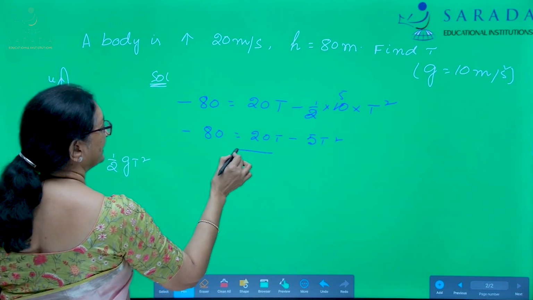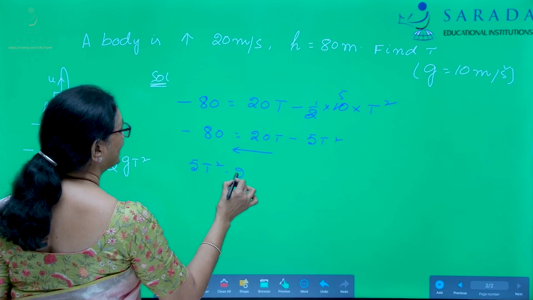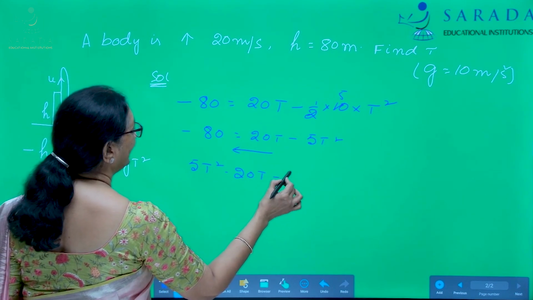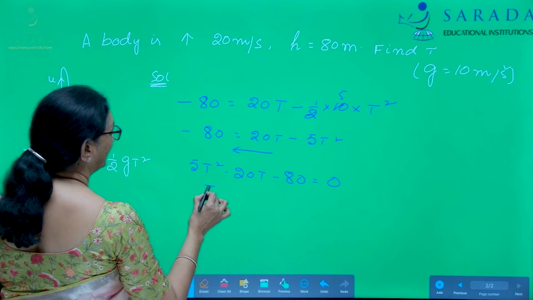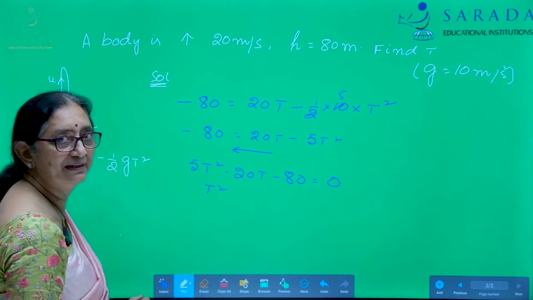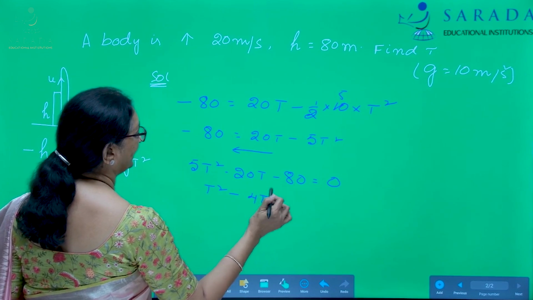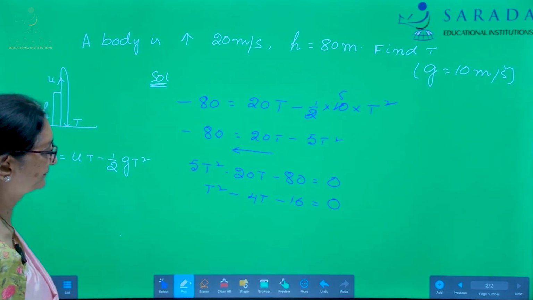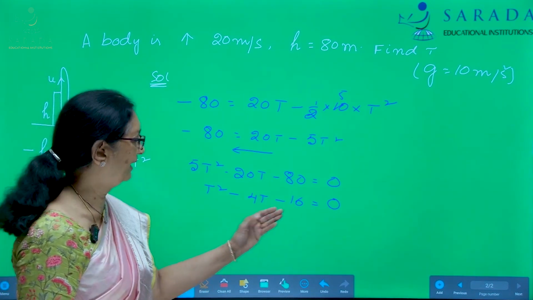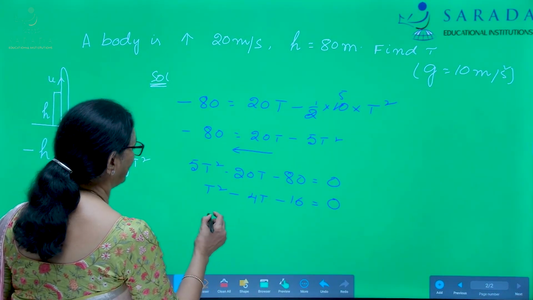So, if you bring this to this side, 5t square minus 20t minus 80 is equal to 0. You can take 5 as the common factor and cancel that. t square minus 4t minus 16 is equal to 0. So, this is a quadratic equation.